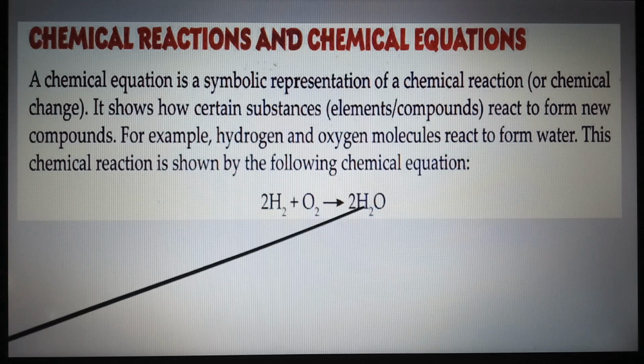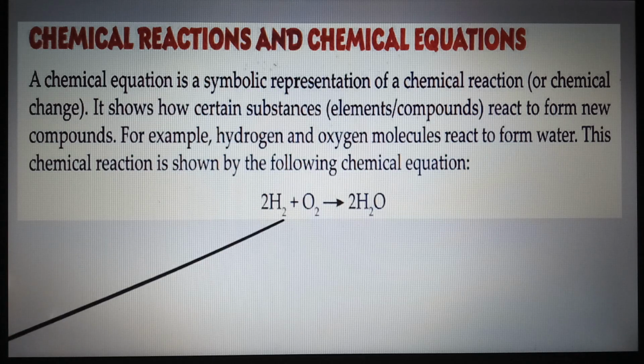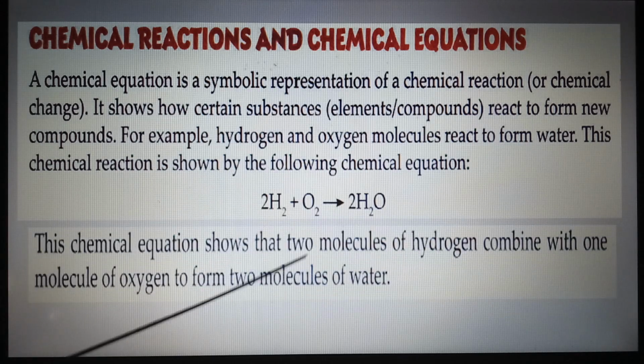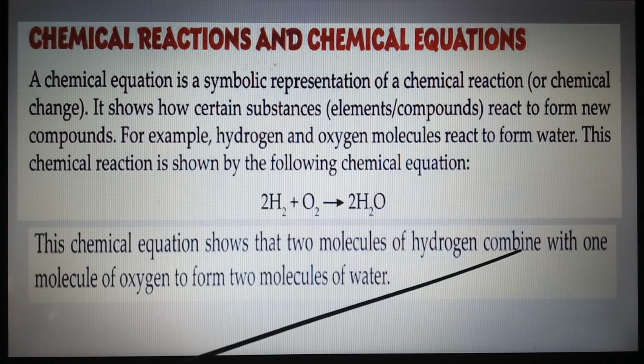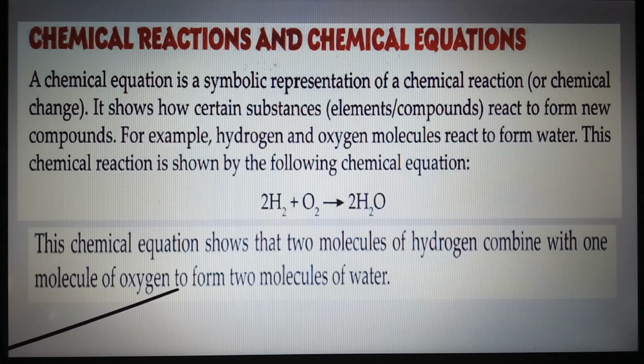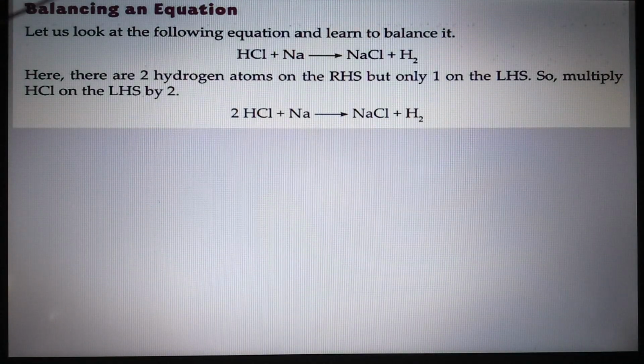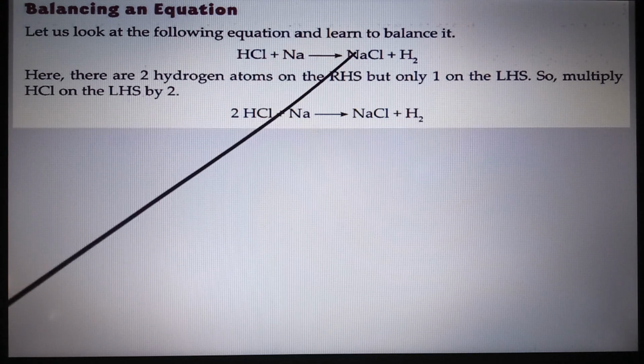H2 plus O2 gives you H2O, and after this we need to balance it. This chemical reaction shows two molecules of hydrogen combining with one molecule of oxygen to form two molecules of water. Here these number 2 and number 2 are the balancing part. How to balance the equation? Let us look at the following equation and learn to balance it.